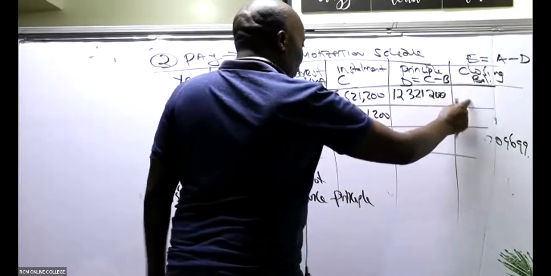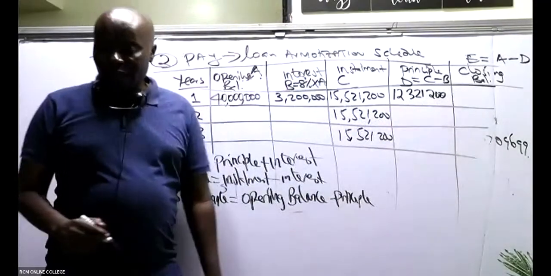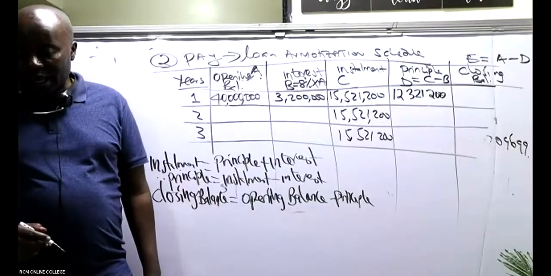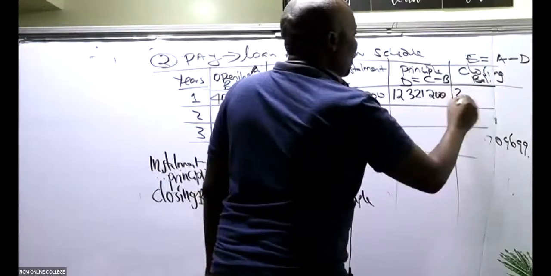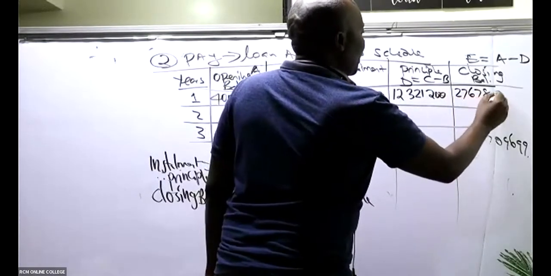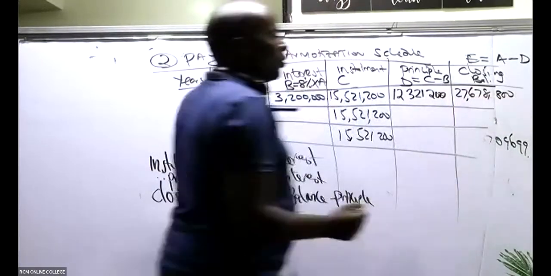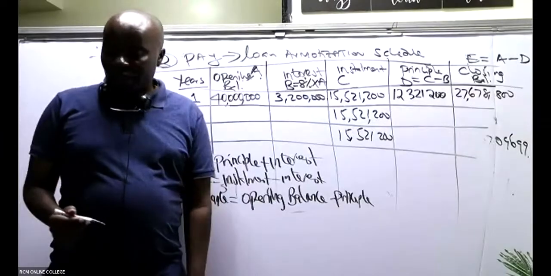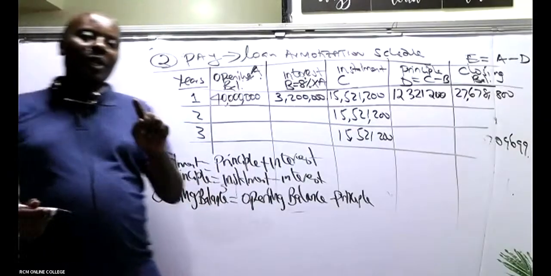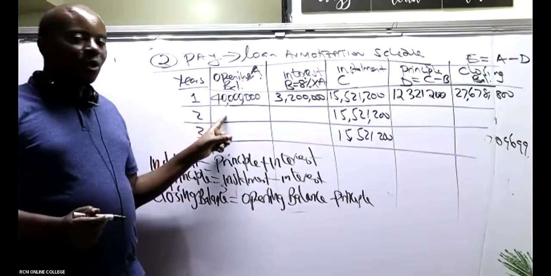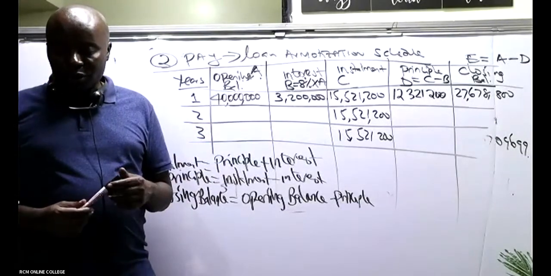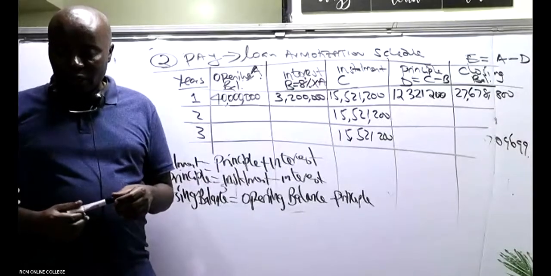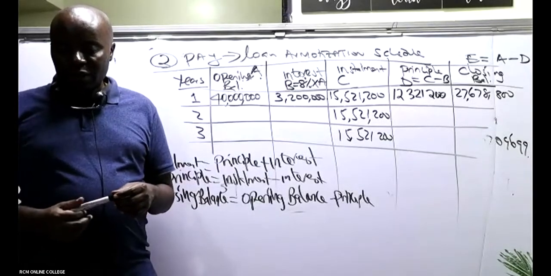Are you able to give me a figure here? 27,678,800. Thank you very much. Then what do you think about the opening balance of year 2?